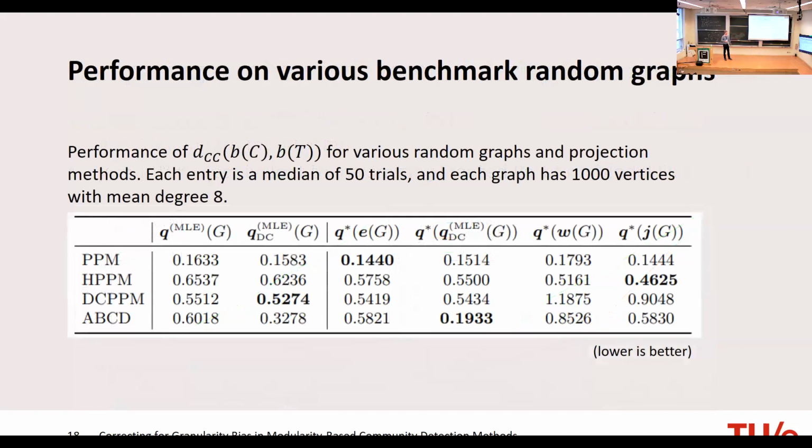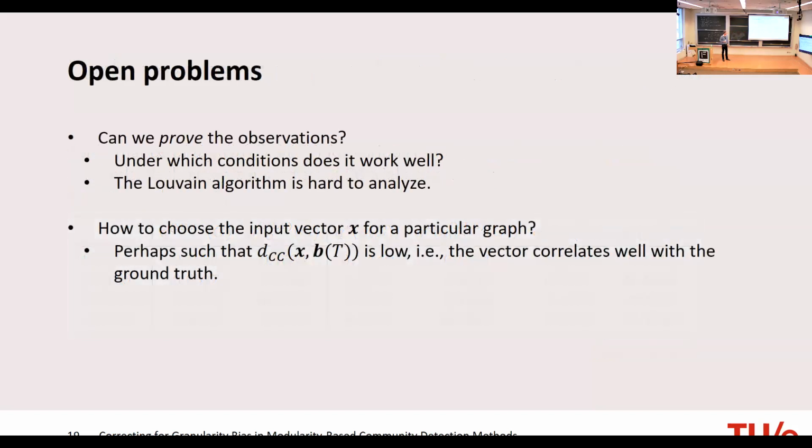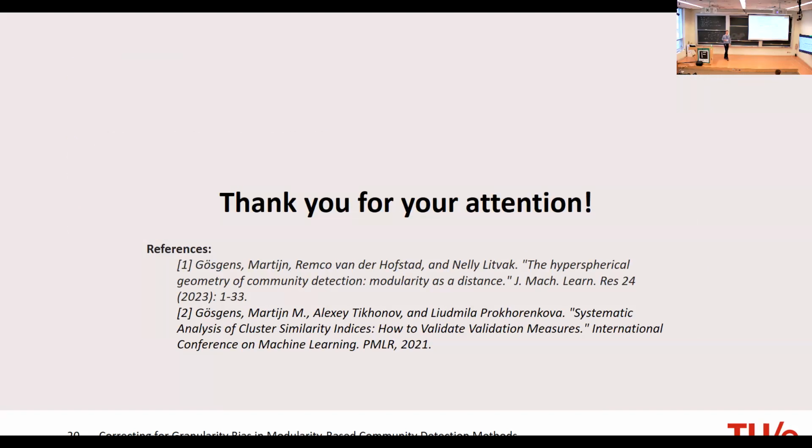And then we also tried this out with several other benchmark random graphs, and we also used several different options for our input vectors: edges, this maximum likelihood vector, wedges, and also a vector of Jaccard indices. And there we see that on 3 of the 4 benchmarks, one of our alternatives performs better than maximum likelihood, even though this graph is actually generated by the generator for which that is the maximum likelihood, and still our alternative works better. And then there are still some open problems, but I see I am already over my time, so I'd like to thank you for your attention.